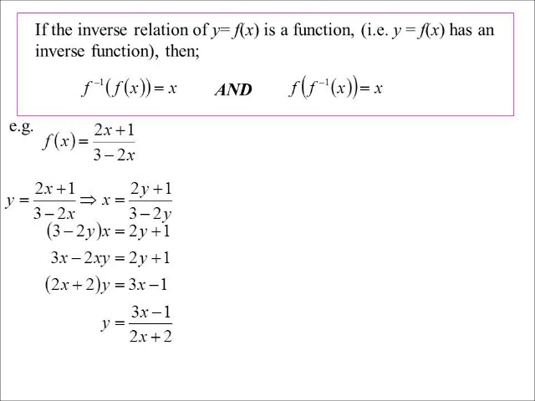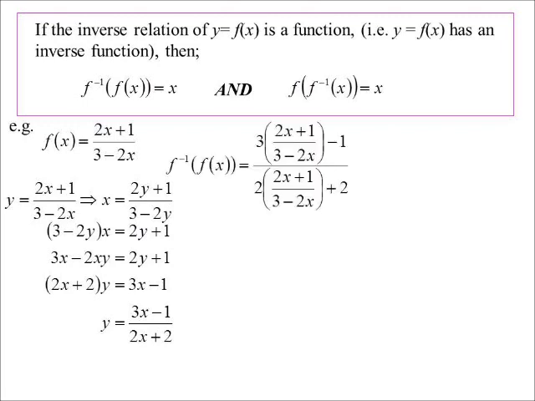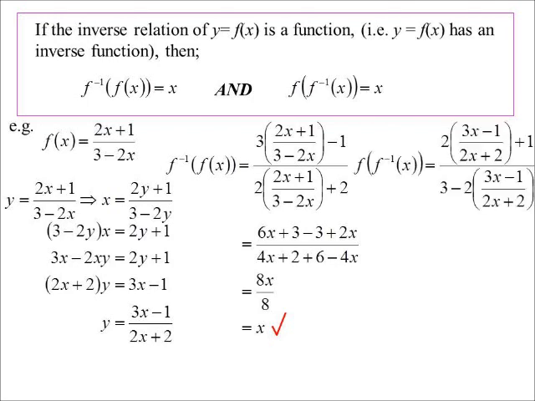Now comes the fun bit. I'm going to substitute the original function into that inverse function. There it is in all its glory. Fortunately, the denominators are the same in those fractions, so I can multiply everything by 3 - 2x, play around with it, and sure enough, we end up with x. So that works. But just to prove it works both ways, now let's substitute the inverse function into the original function. And again, yes, we end up with x.